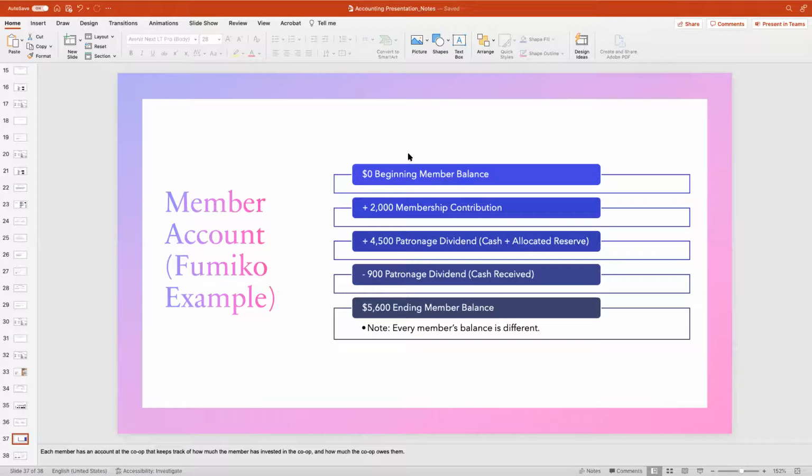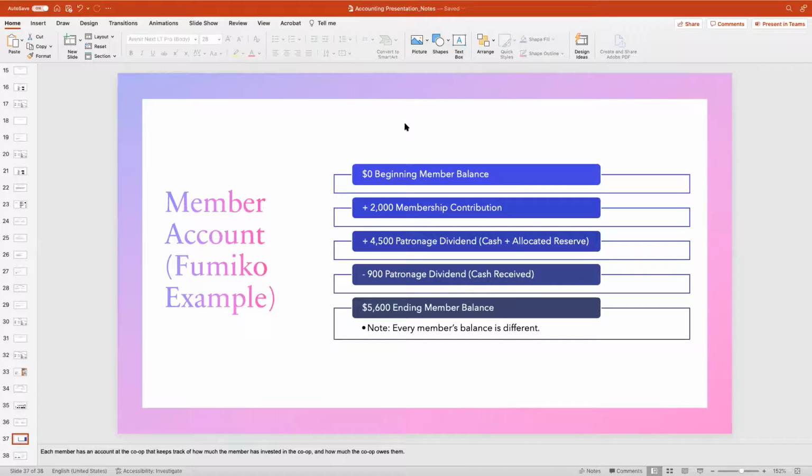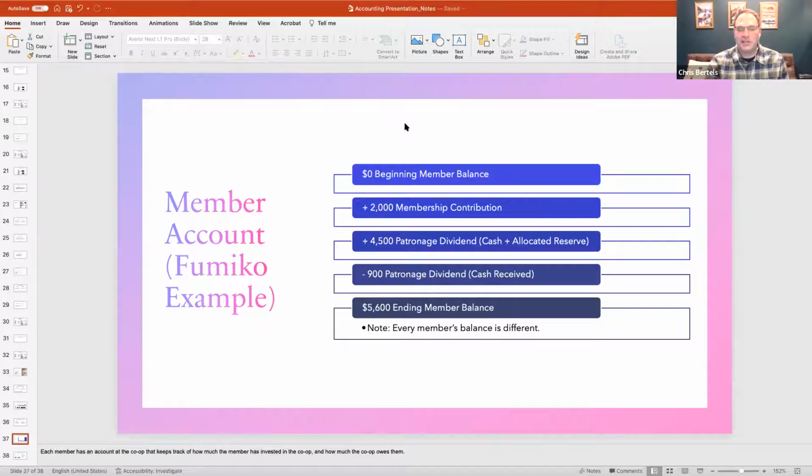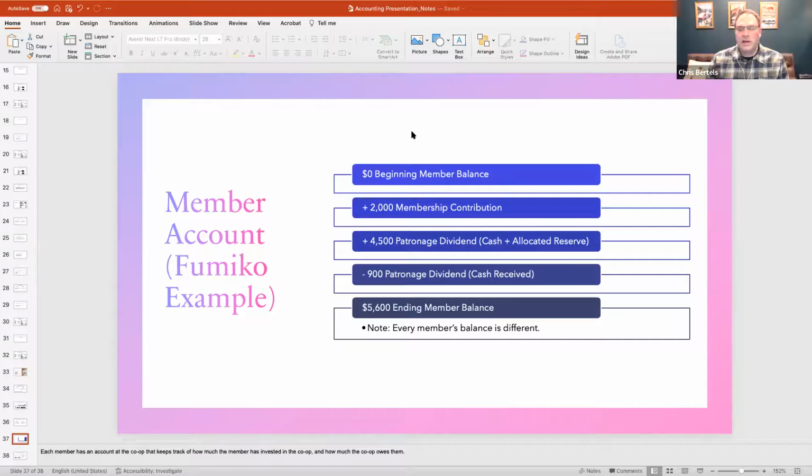Minus inflation. Her 2,000 isn't worth what it was when she gave it. Yes, but that's a totally separate issue, and unfortunately it's not going to impact her tax. The point I'm trying to get to is her original contribution isn't anything she gained through a dividend or a success. And I'm a little hazy on this patronage dividend line.